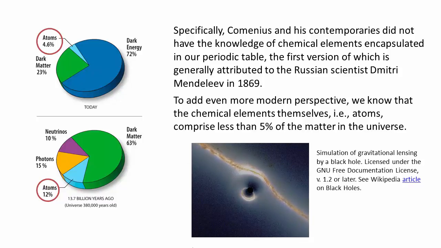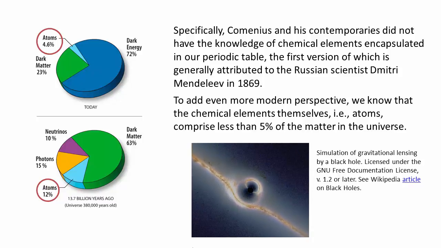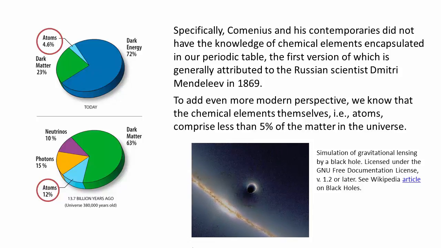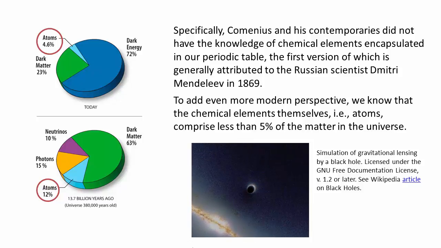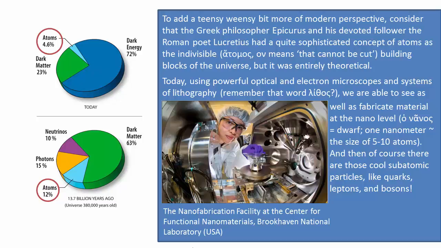To add even more modern perspective, we know that the chemical elements themselves, that is, atoms, comprise less than 5% of the matter in the universe. But to stick with atoms, to add a teensy-weensy bit more of modern perspective, consider that the Greek philosopher Epicurus and his devoted follower, the Roman poet Lucretius, had a quite sophisticated concept of atoms as the indivisible building blocks of the universe. Atomos, atomon means that cannot be cut. But their concept was entirely theoretical.